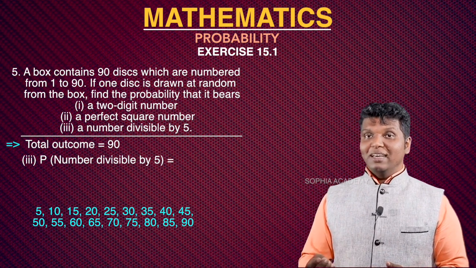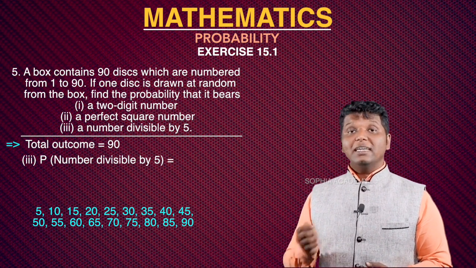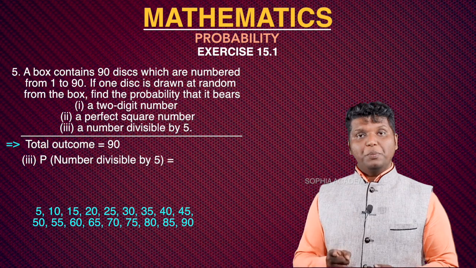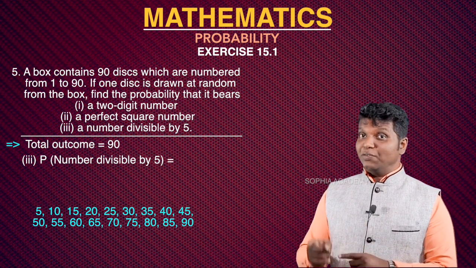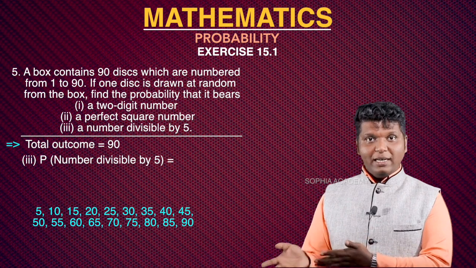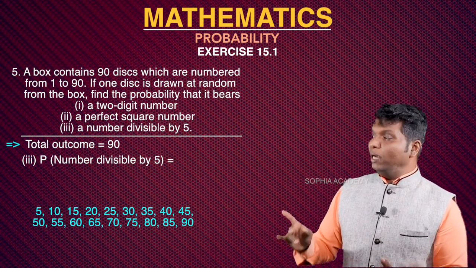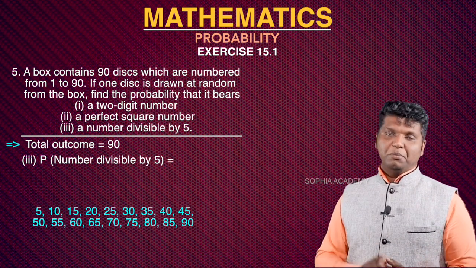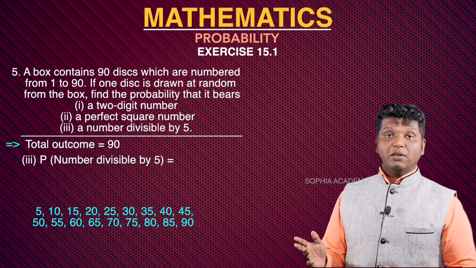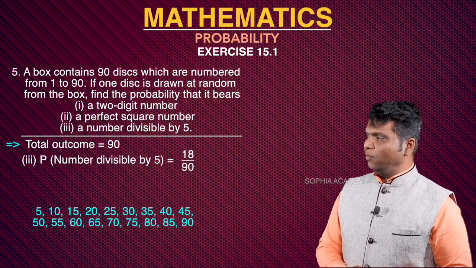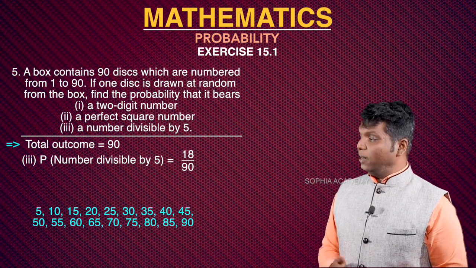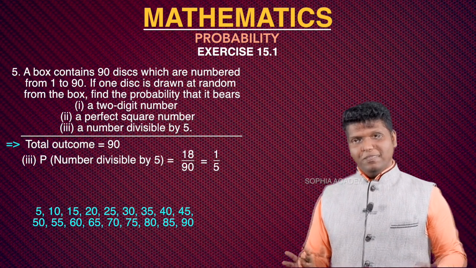5, 10, 15, then 20, 25, 30, 35, 40, 45, 50, 55, 60, 65, 70, 75, 80, 85 and 90. You can't take 95, right? Up to 90. So altogether there are 18 numbers. So our answer will be 18 divided by 90. Again you can cancel it by the 18th table itself because 18 fives are 90, and you can write it as 1 by 5. Isn't it easy?